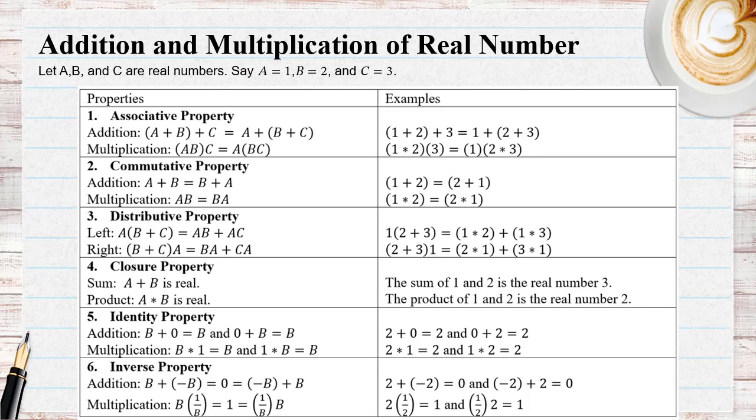Last is the inverse property. Any number added to its inverse, say B plus negative B, is equal to 0, and also negative B plus positive B is equal to 0. For multiplication, B times 1 over B is equal to 1, and 1 over B times B is also equal to 1.